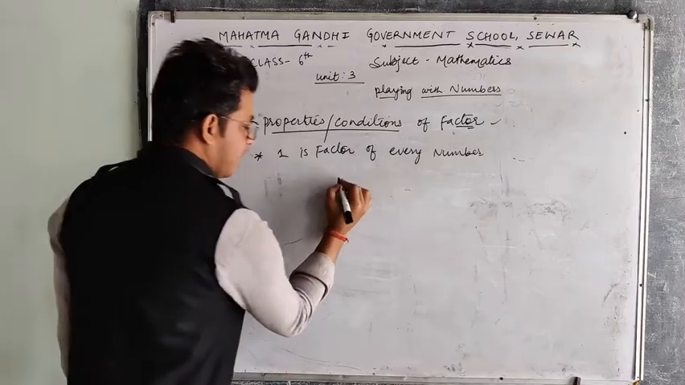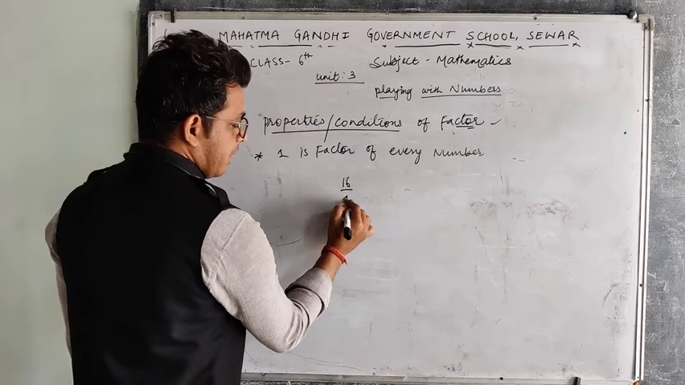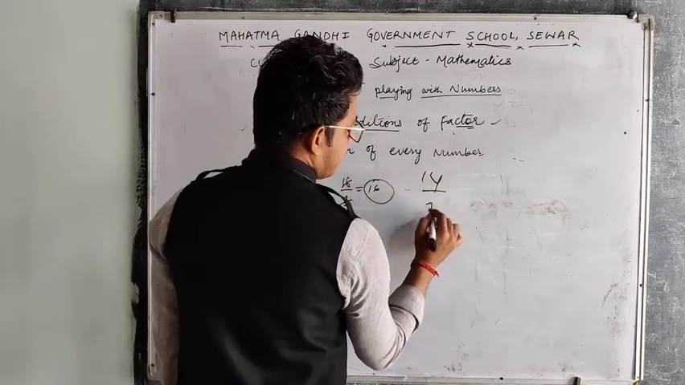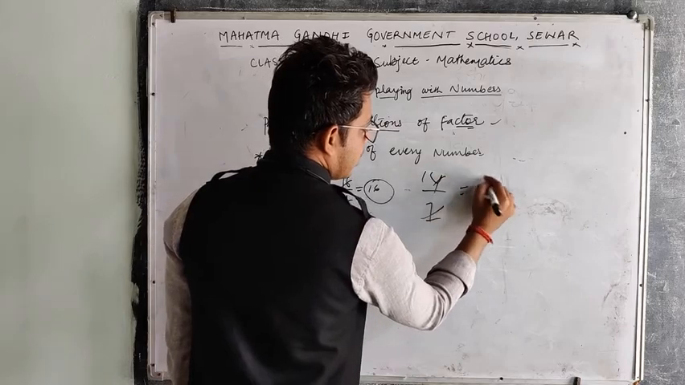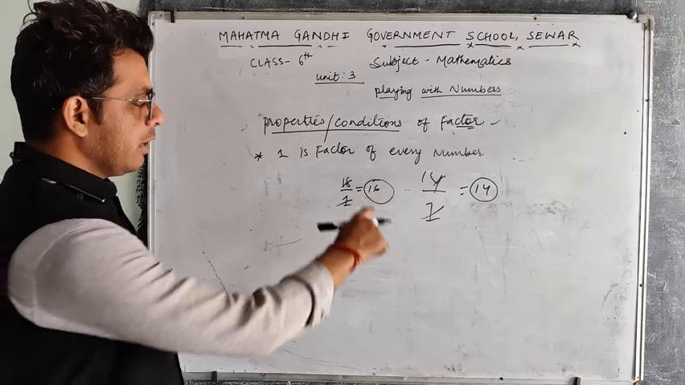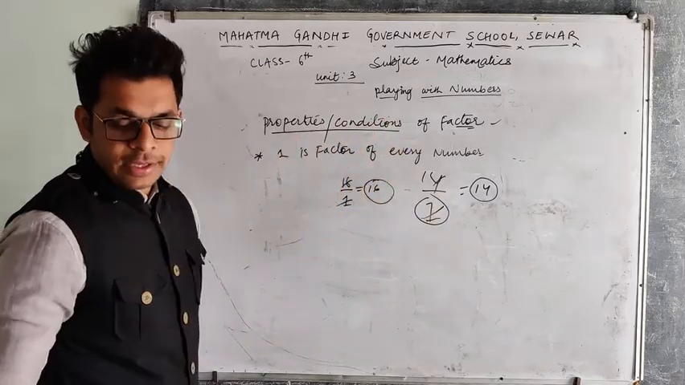Like if I divide 16 by 1, it is divided 16 times. If I divide 14 by 1, it will be divided 14 times. So every number is completely divisible by 1. So 1 is a factor of every number.